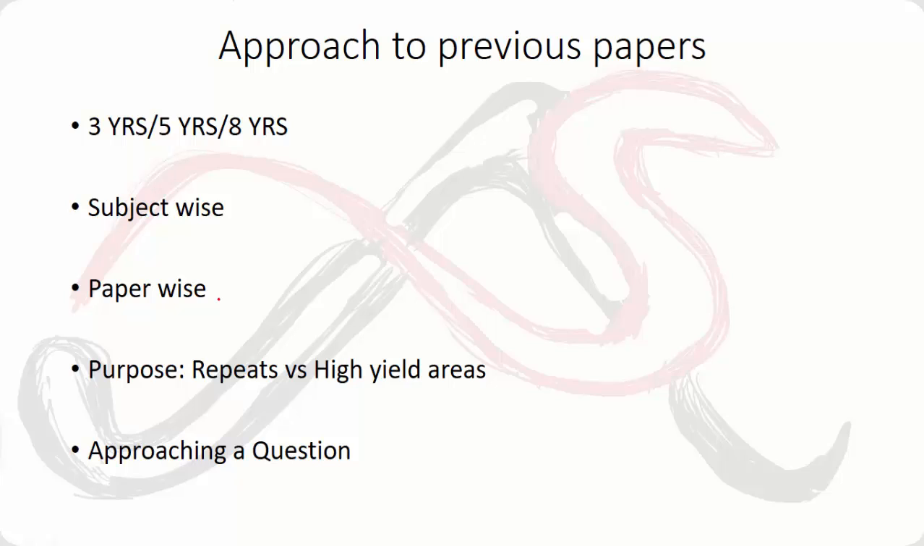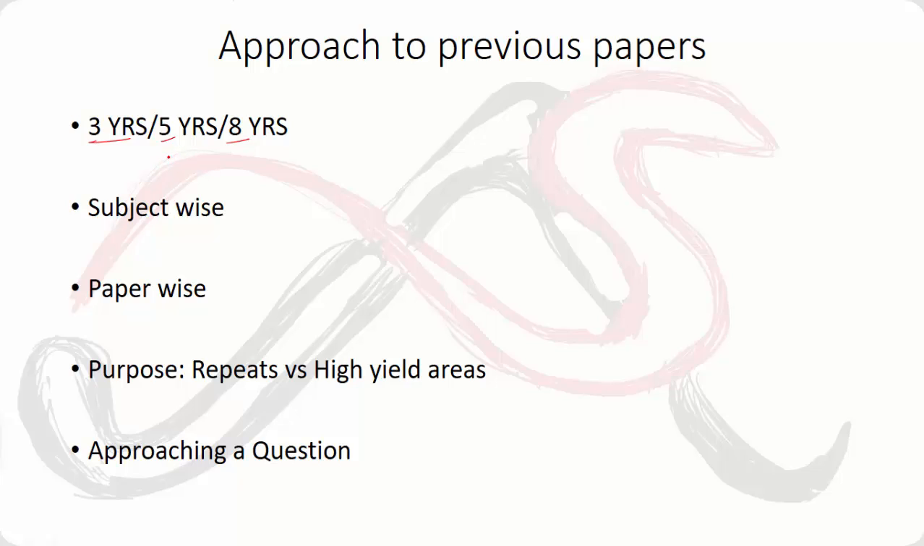The next thing is how to approach the previous year papers. There are 3 very broad choices that you have. You can either go for the last 3-year papers, last 5-year papers, or last 8-year papers. Now this totally depends on how many previous papers you've done before.